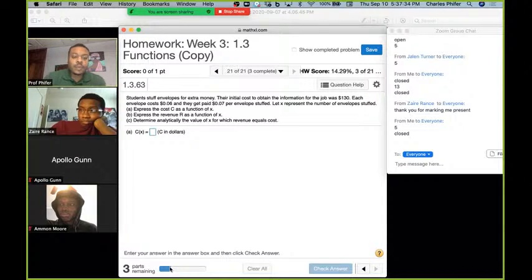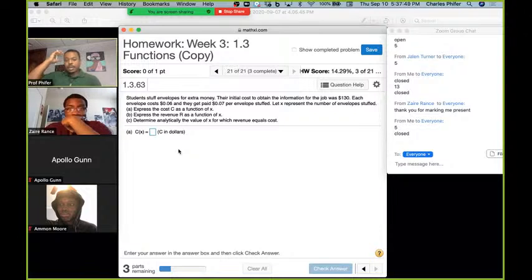Student stuffs envelopes for extra money. Their initial cost to obtain the information for the job was $130. Each envelope costs this, and they get paid 7 cents. Oh yeah, I remember this one. Express the cost function. So we have a cost function, a revenue function, and when will the cost equal the revenue?